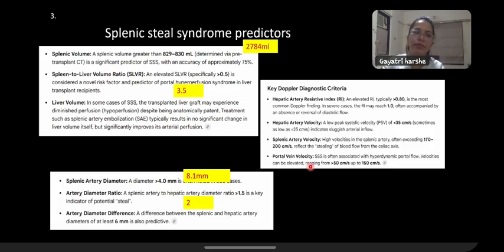So these are a few predictors by which we can decide whether after the transplant surgery we can go for portal vein or splenic artery embolization in these particular cases, to decrease the flow to the spleen and increase the flow to the liver, so as to prevent the splenic steal.